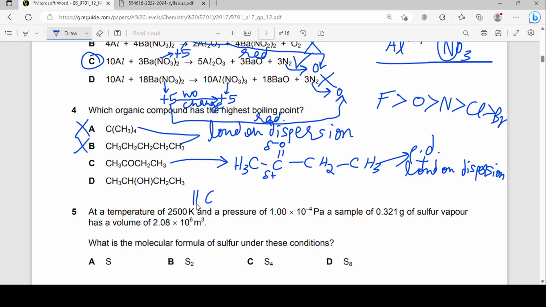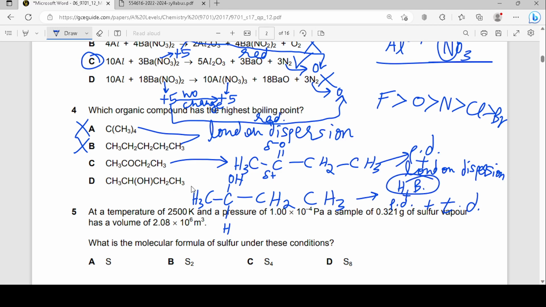Let me just draw that out. CH, with an H down here, OH here, and then CH2, CH3. So this one actually has hydrogen bonding as its most significant intermolecular force. Obviously, it also has permanent dipole forces and temporary dipole or London dispersion forces, but it has hydrogen bonding as its most significant force.